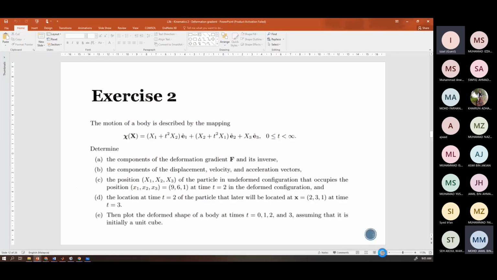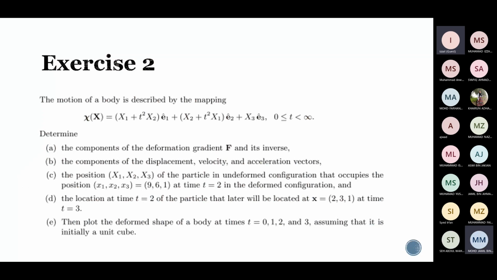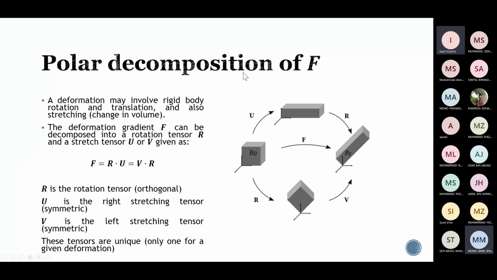Okay, now let's move on to our lecture. So we have the deformation gradient just now that describes the deformation of an object. But the deformation may involve rigid body rotation and translation, and it can also involve stretching or change in volume. So the deformation gradient can be decomposed into 2 tensors. One tensor is the rotation tensor R, and the other is the stretch tensor, either U or V. So the deformation gradient F equals R times U or equals V times R.